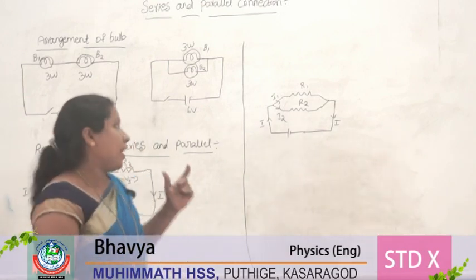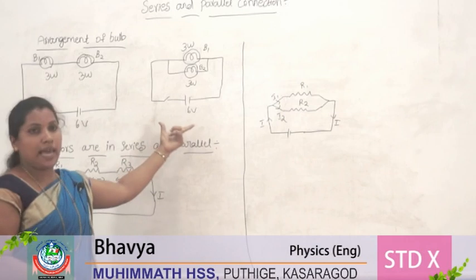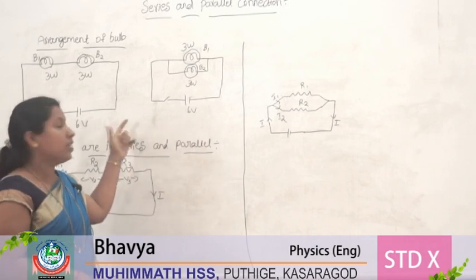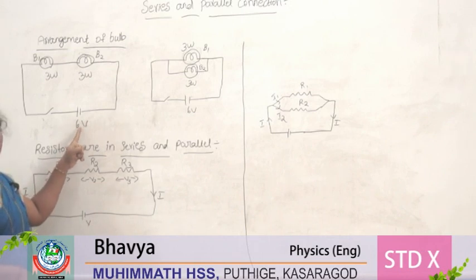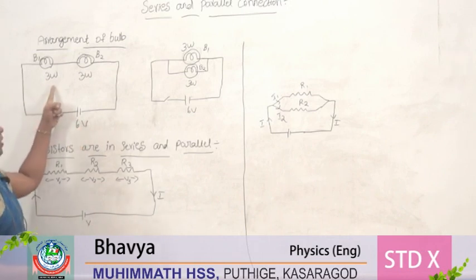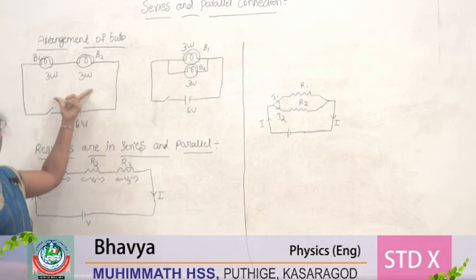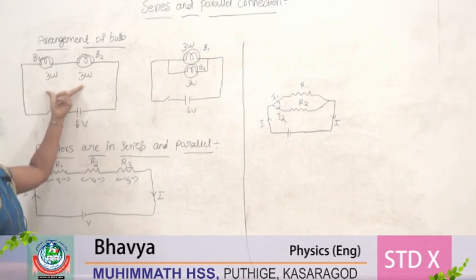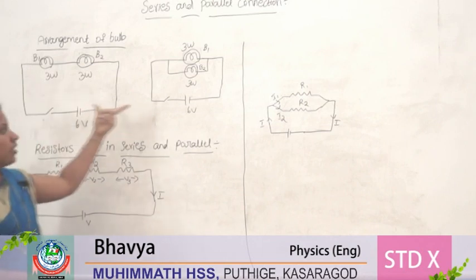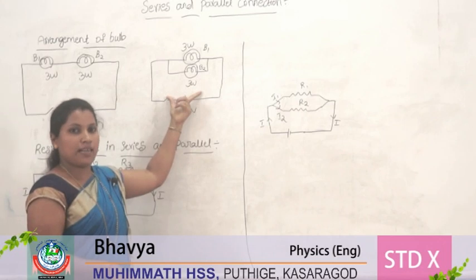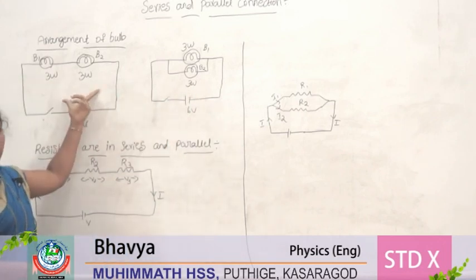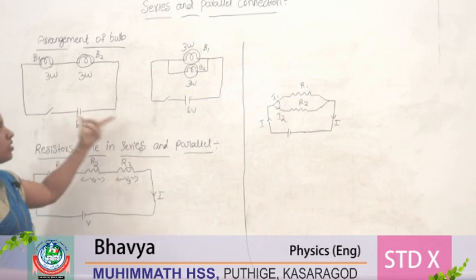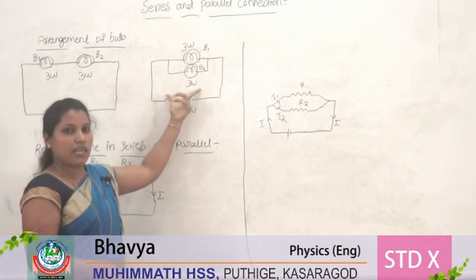Here are series and parallel connected bulbs. See there, in the first picture, a 60 volt battery is connected to two 3 watt bulbs. This connection is called a series connection. This connection is a parallel connection.